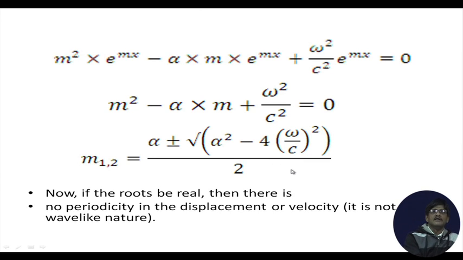So, here what we say is that if the roots are real, that means if alpha square is greater than or equal to 4 omega square by c square, in that case the roots will be real, and you won't get any wave like motion corresponding to that. Okay, understood? So, what do we do about that? We can add that if, however, 4 omega square by c square is greater than alpha square, then you will have imaginary roots, and once you have imaginary roots, it can exhibit wave like motion.